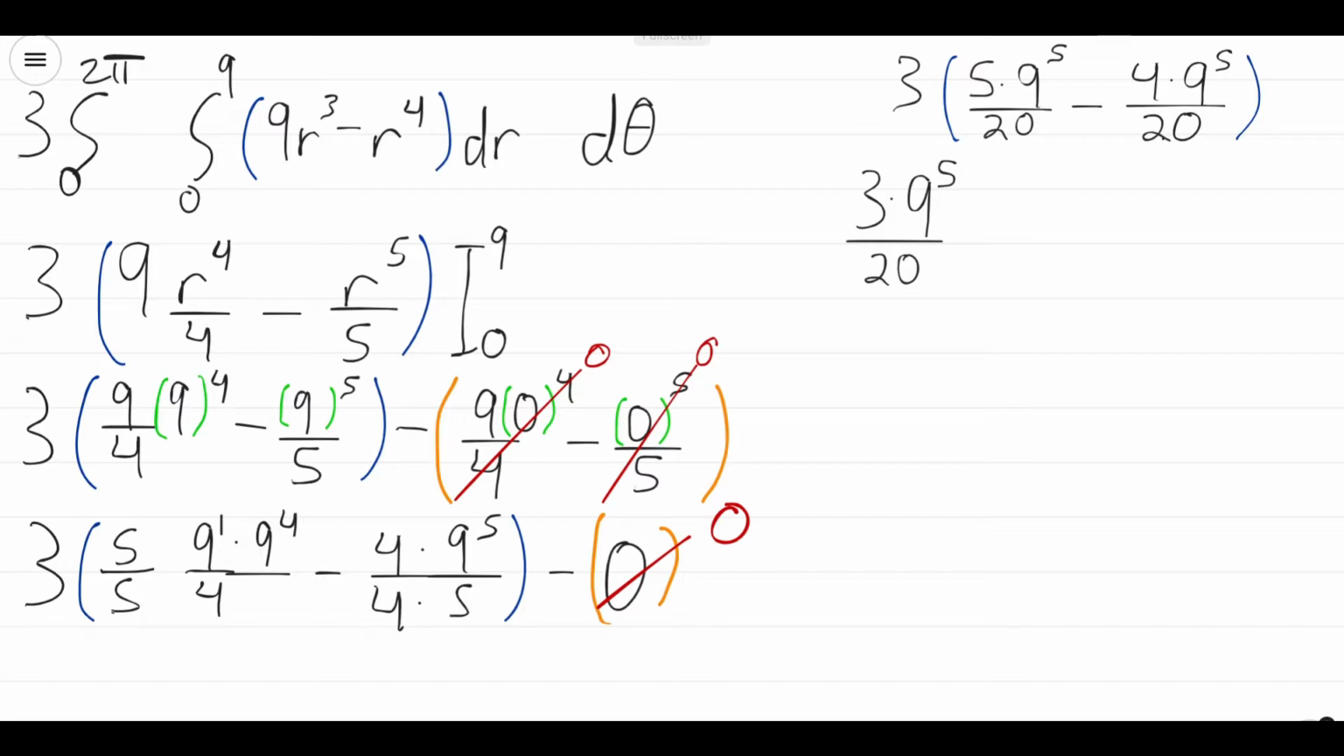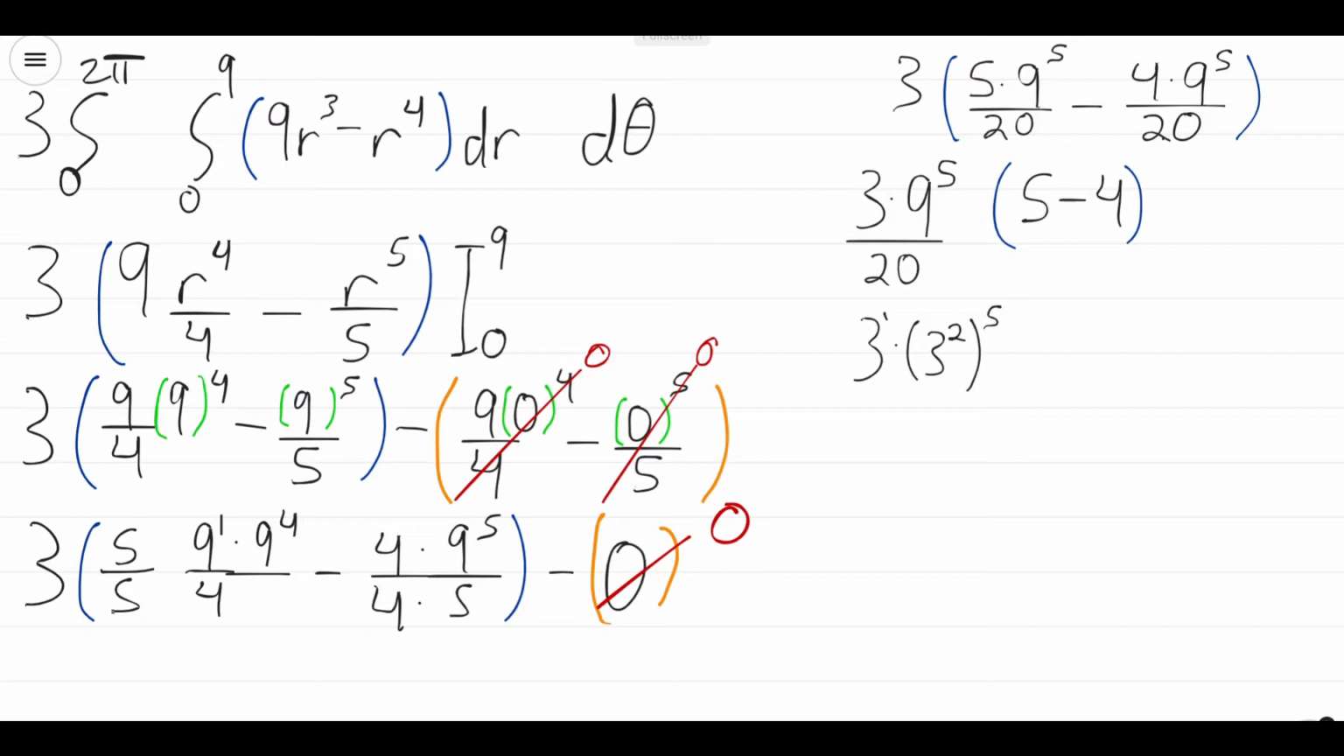So I factor out a common denominator of 20 and a common factor of 9 to the 5th. What's left inside is 5 minus 4, which is equal to 3 times 9 to the 5th power, because 9 is essentially 3 squared.